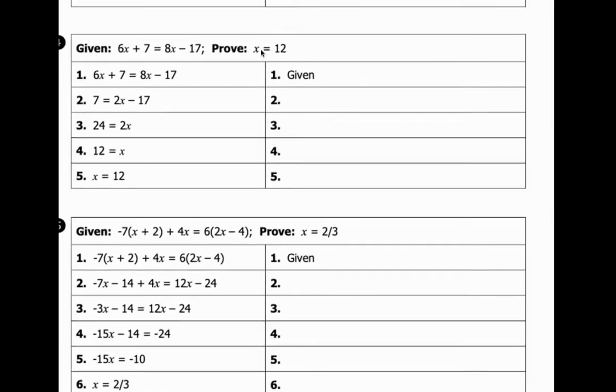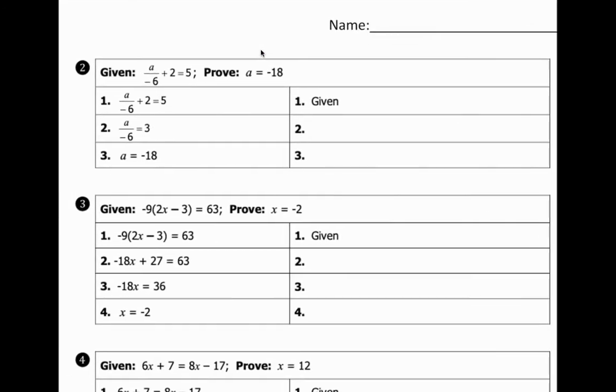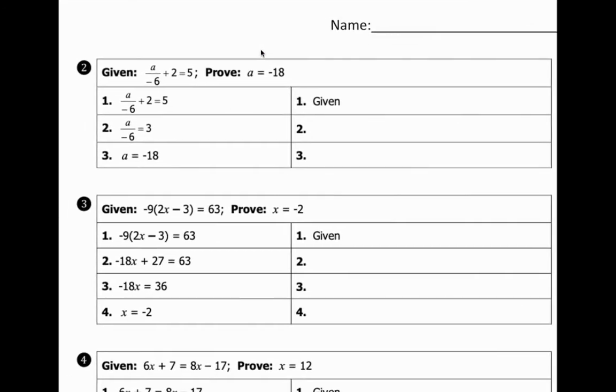Okay, so moving on to the next set. So number 2, first statement's always given. Now we have to figure out what did they do from step 1 to step 2. Well, they subtracted 2. So that's the subtraction property. What did they do to go from 2 to 3? They multiplied by -6, so multiplication property.